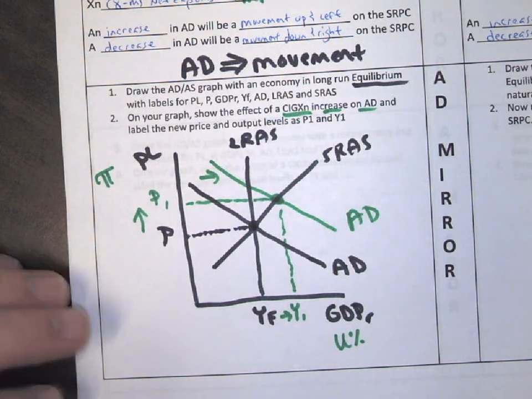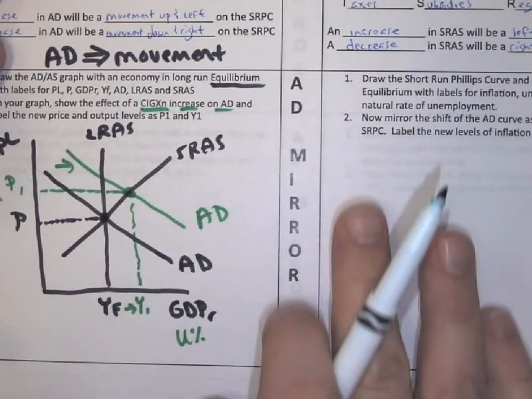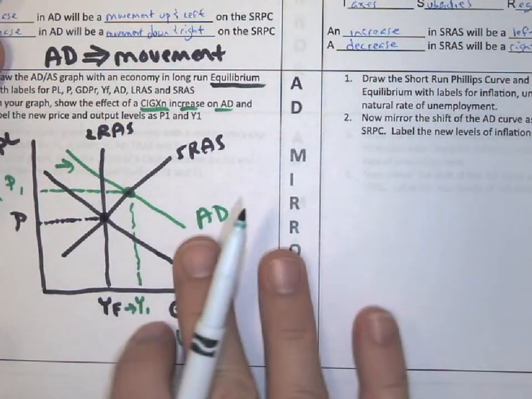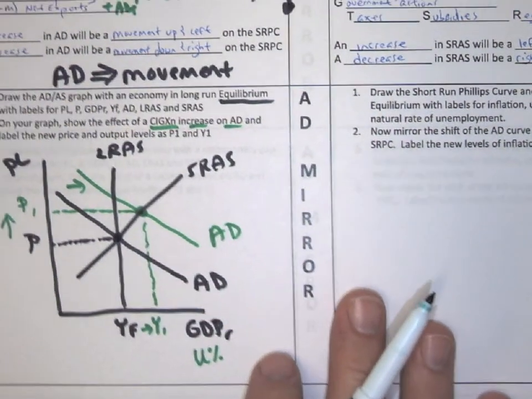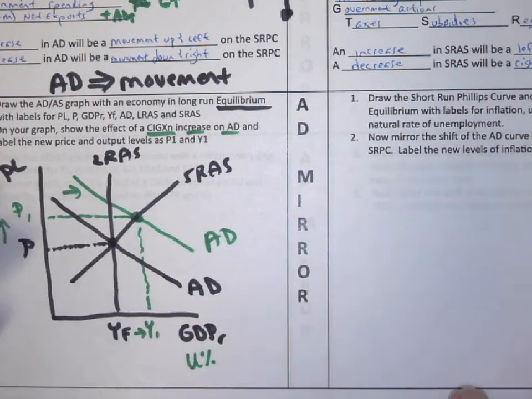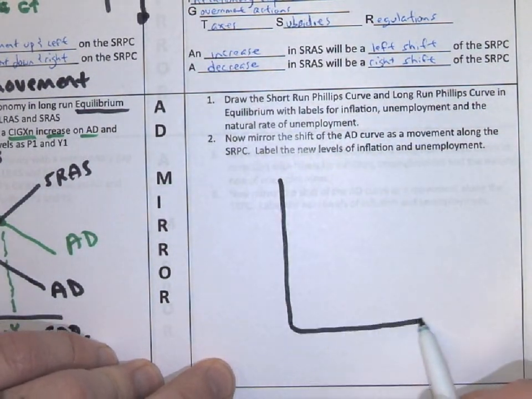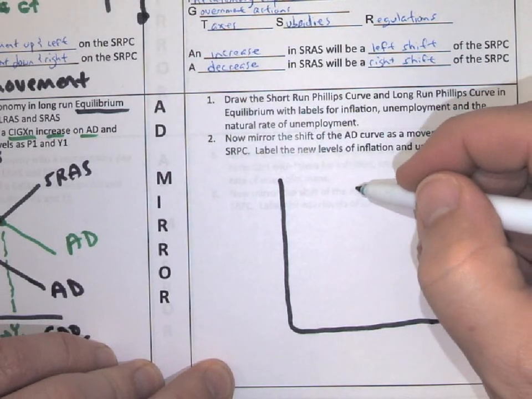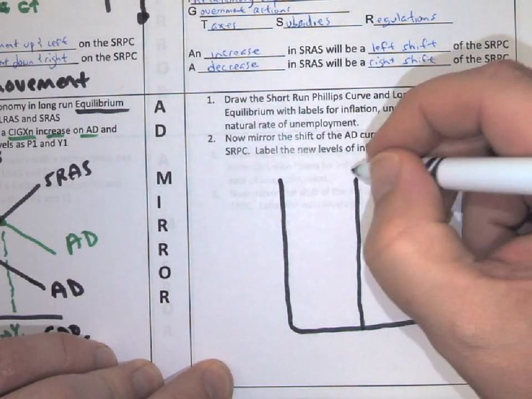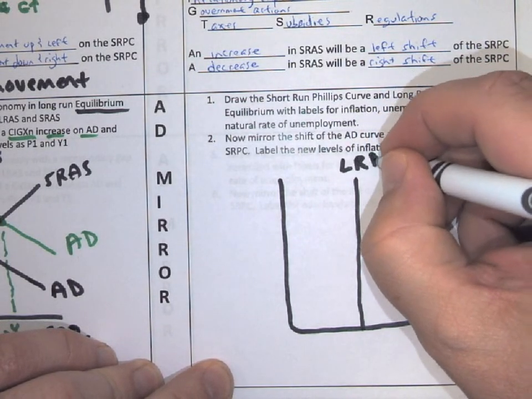Now what I want to do is hop over here and think about a mirror. When I see things in a mirror, it's going to show a reflection and also show things, I'm not going to say backwards, but that's kind of an interesting term for it. All right, so the Phillips curve. We have our long run Phillips curve. Okay, starting to look familiar.